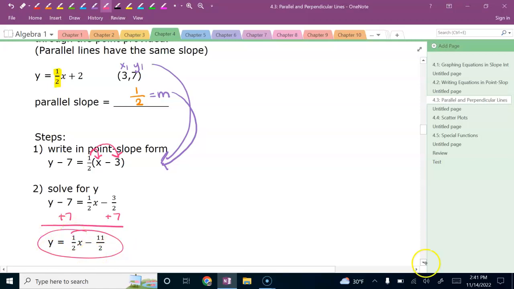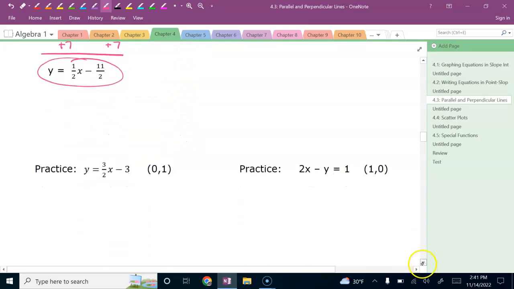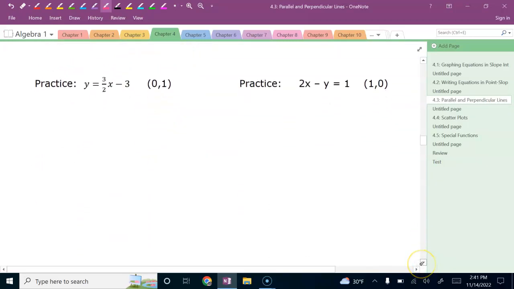So there are 2 practice problems at the bottom of this page. They want you to do similar things here. They want us to write equations that are parallel to the line that they gave us. So they're giving you a line. I will say for the second practice problem, make sure that you solve this for y first before you try to write your equation. So pause the video here, take some time to work through those 2 examples, and then come back to see what your answer should have been.